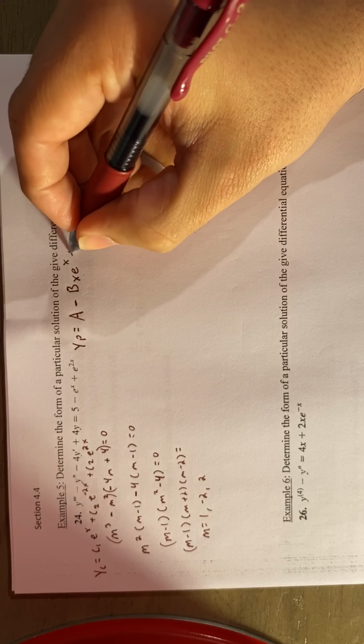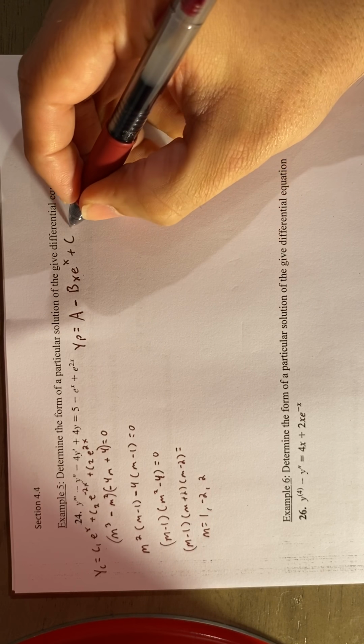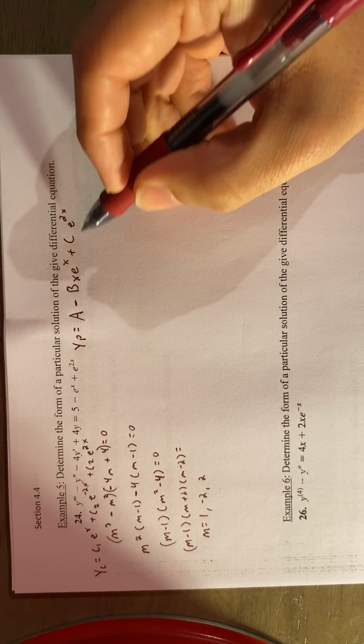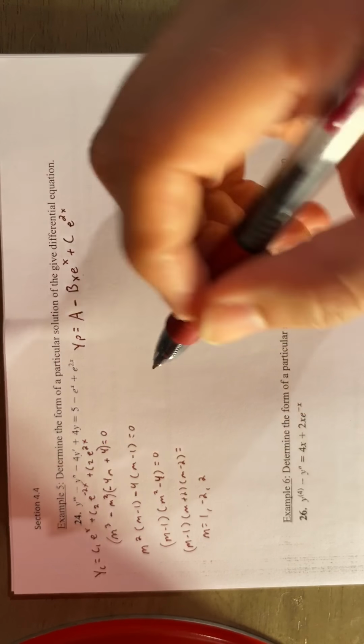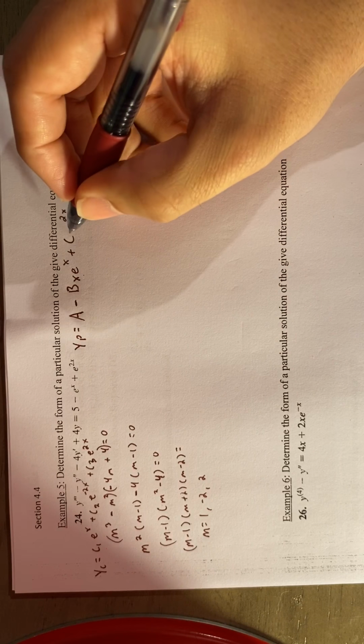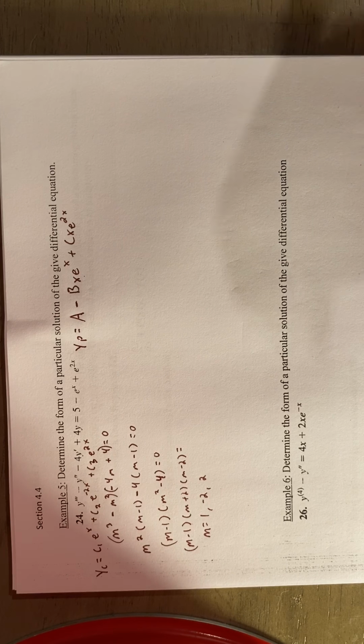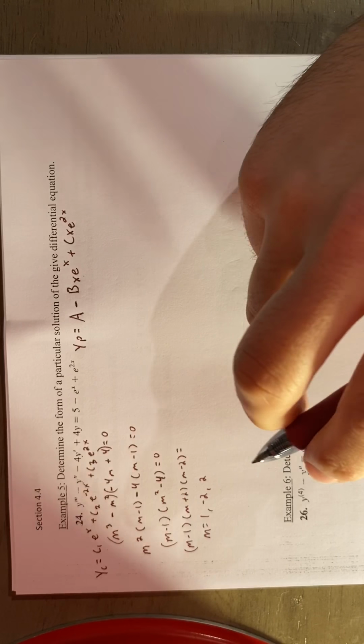And the same thing is going to be true for the last term. E to the 2x is just going to be c e to the 2x. But again, I already have a constant times an e to the 2x. That should be c sub 3. So then I need to multiply this by an x as well. And so here's my particular solution. So now I need to solve for a, b, and c.